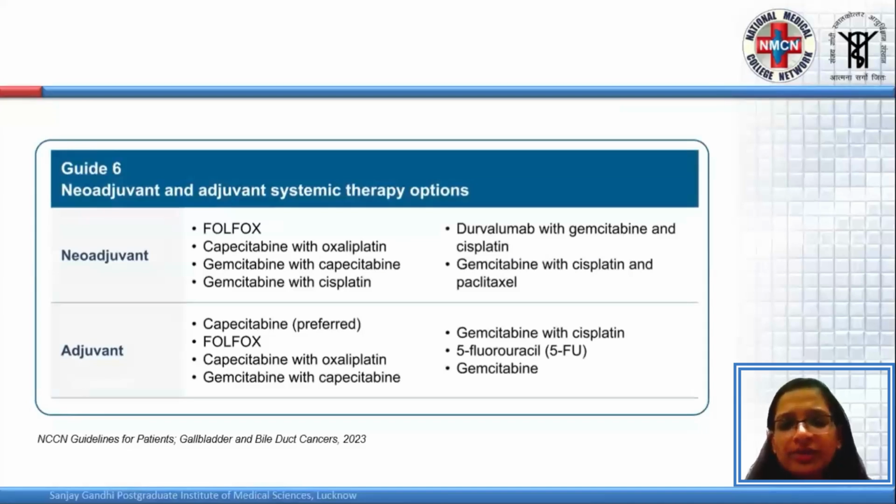So, a few of the various systemic regimens which we follow in the neoadjuvant and adjuvant setting. In neoadjuvant, first line is FOLFOX or capecitabine with oxaliplatin, gemcitabine with capecitabine, or gemcitabine with cisplatin. Now, other immunotherapies like durvalumab with gemcitabine and cisplatin, or gemcitabine with cisplatin plus paclitaxel. And in adjuvant settings, we follow more or less the same regimen, but single agent capecitabine is preferred, followed by FOLFOX, capecitabine with oxaliplatin, gemcitabine with capecitabine.